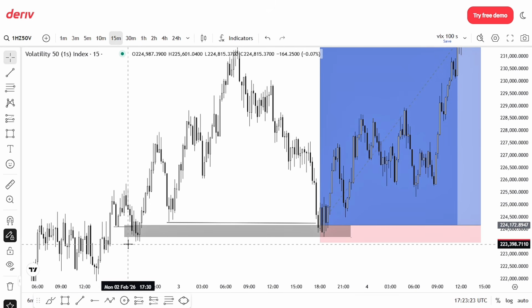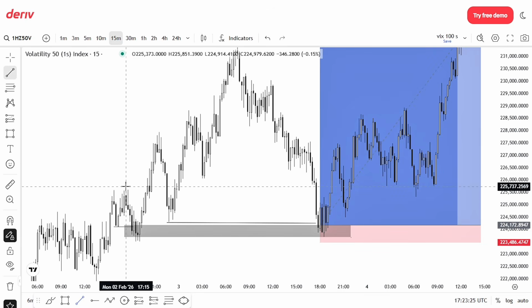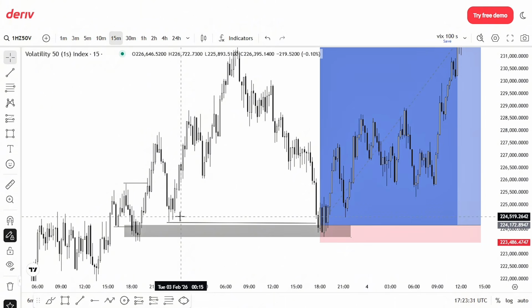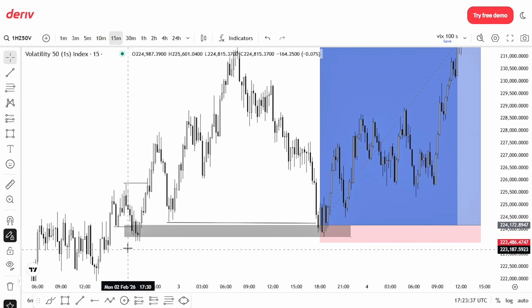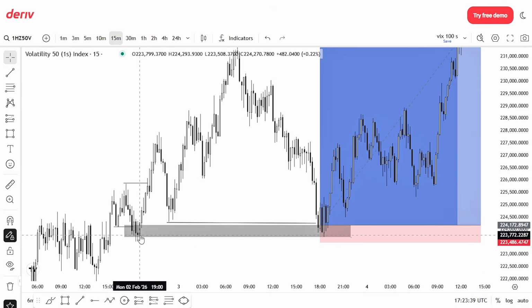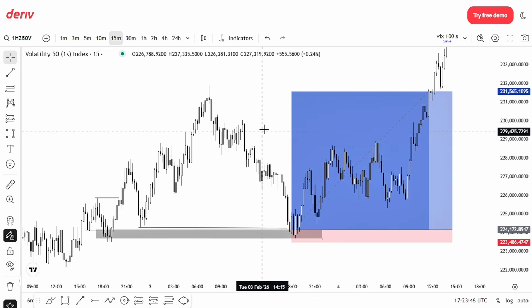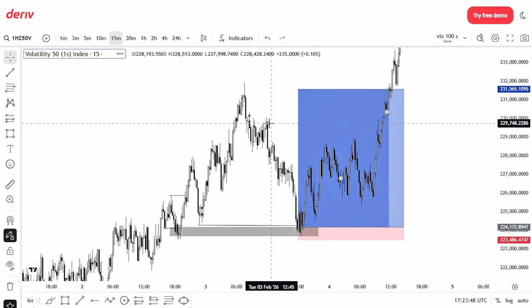a sweep of liquidity, and then here we have a break of structure. Then we have a pullback to provide our own structural liquidity, and then what happened here is our POI. POI stands for point of interest. So what happened? We entered, and we had our target.